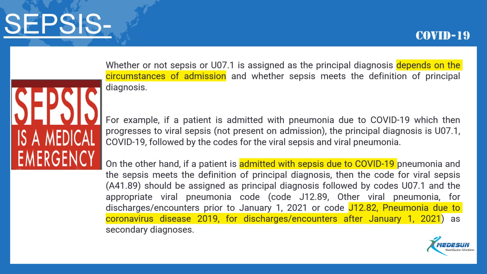Sepsis. In case of sepsis, the first code is always the A code. Here you have to assign the A code and then you have to assign U07.1 and other diagnoses like pneumonia or bronchitis. So A41.89 is the code for sepsis. Remember, sepsis is a medical emergency.